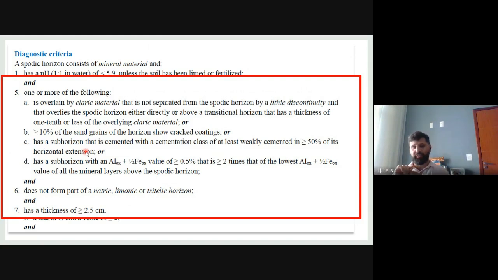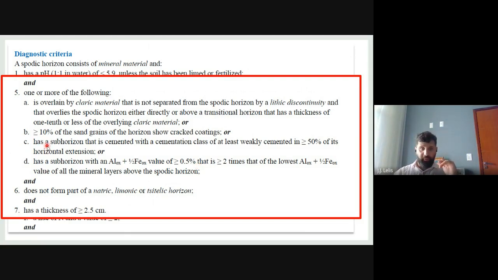Usually the cementation is composed by organic matter and iron. They form some organic and metal ligations that produce the cementation of a horizon and produce a cemented horizon. Okay. Or we can see a subhorizon with a high content of aluminum and iron that's extractable by oxalate, and this is higher than these materials over the spodic horizon.